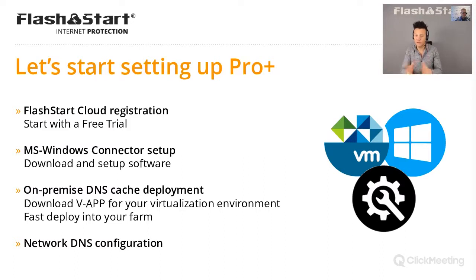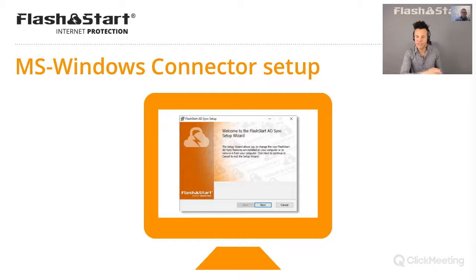We need to download and set up a software. And then we need to set up an on-premise DNS cache in order to forward and split the local queries to the correct profile. We have ready-made virtual appliances for VMware, for Proxmox, and for Microsoft Hyper-V. Third and last point is the DNS network configuration setting.